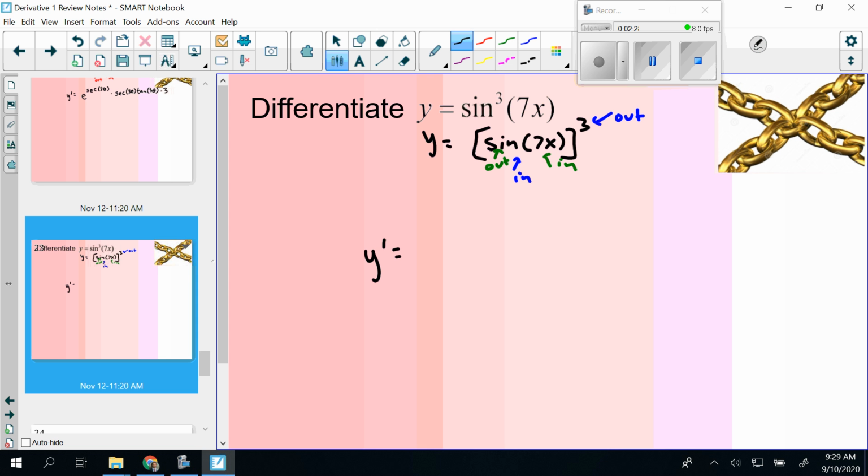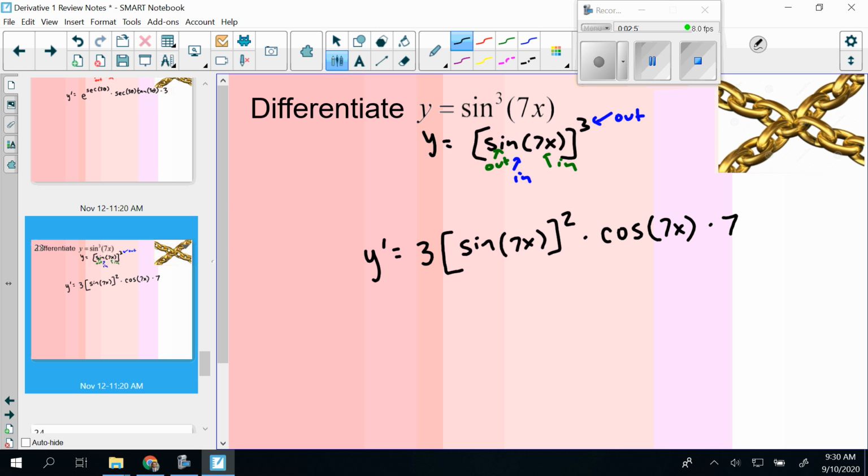So start with that power on the outside. We're bringing the 3 down, leaving all this alone. New power is 1 less, so 2. Now times, now we do the derivative of the inside. Derivative of sine is cosine, but leave this alone. But now times the derivative of the very most inside thing, which is 7x, so that derivative is 7. And that would be our answer.